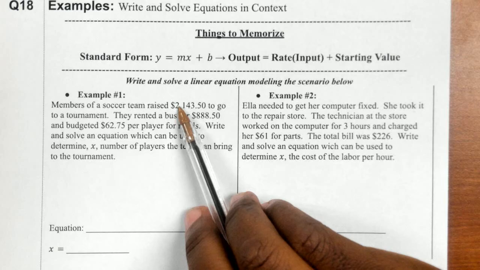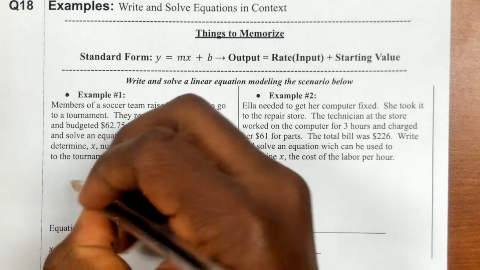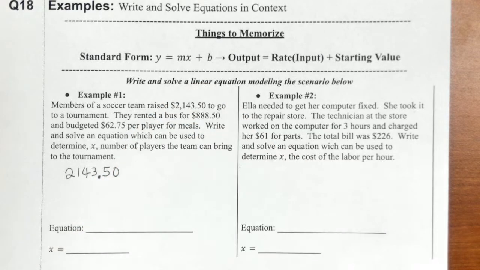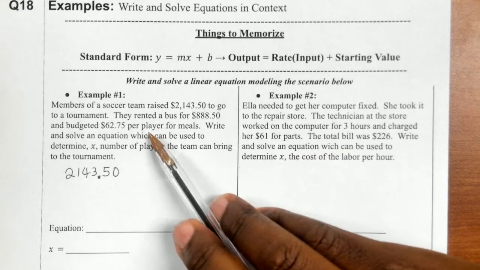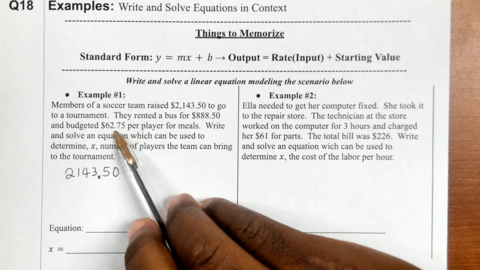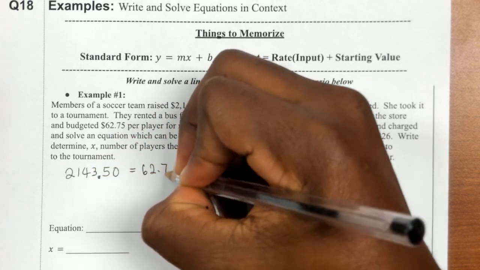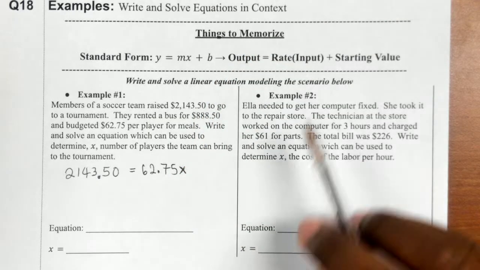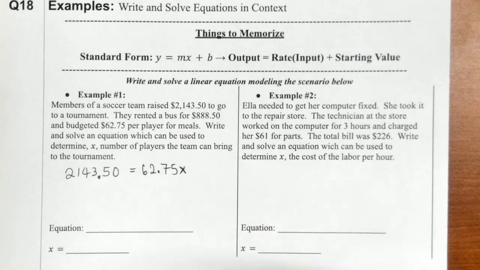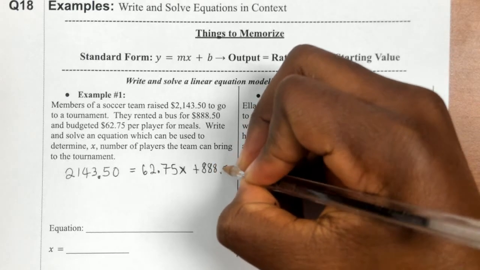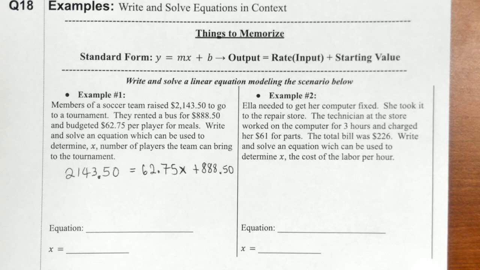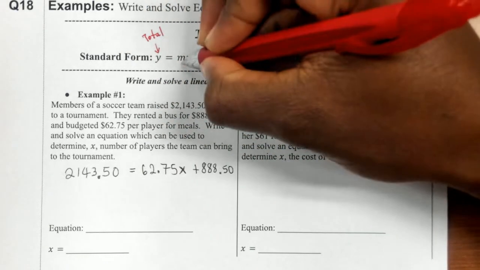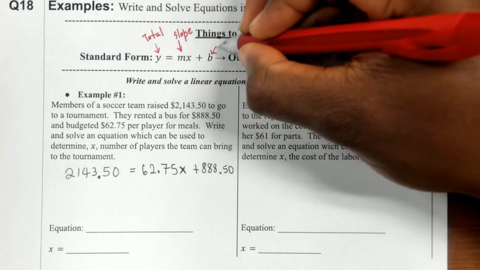Just by reading that, we could see that this represents the output or the total. So let's replace that with the total because that's the largest amount that they raised together. Now we need to evaluate what that rate would be. 62.75 is the amount that they're spending per player, and they represent player as x. And then the starting value, the amount that they're spending only once, would be the 888.50. That's how you formulate that equation. And it does look like y equals mx plus b, where y is the total, m is the slope, and b is the y-intercept.